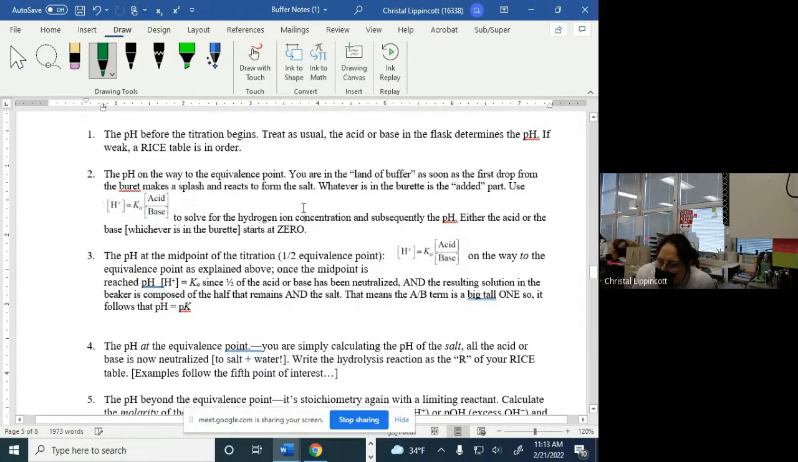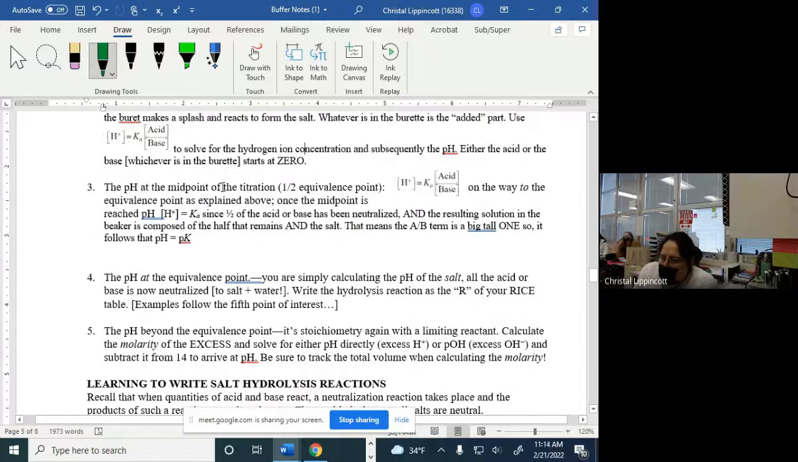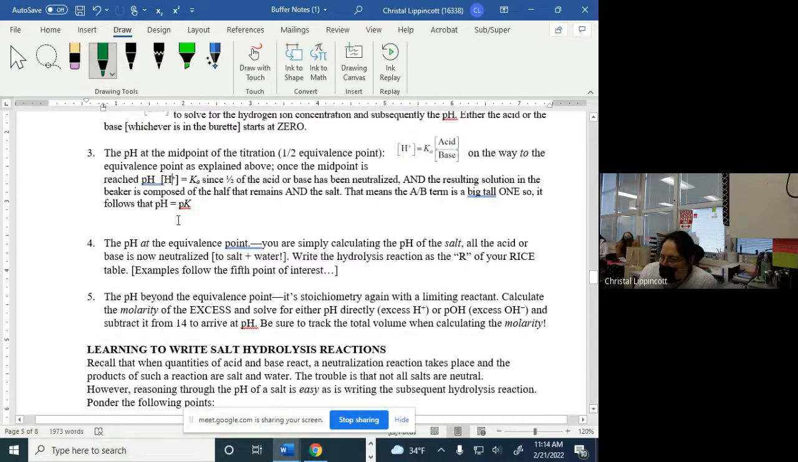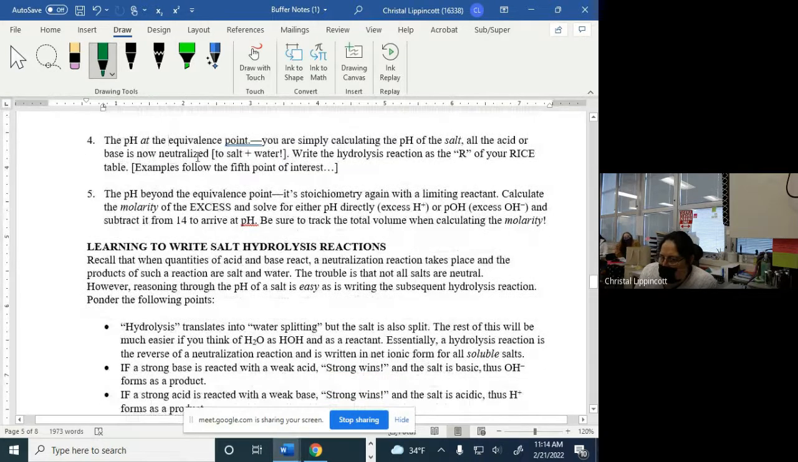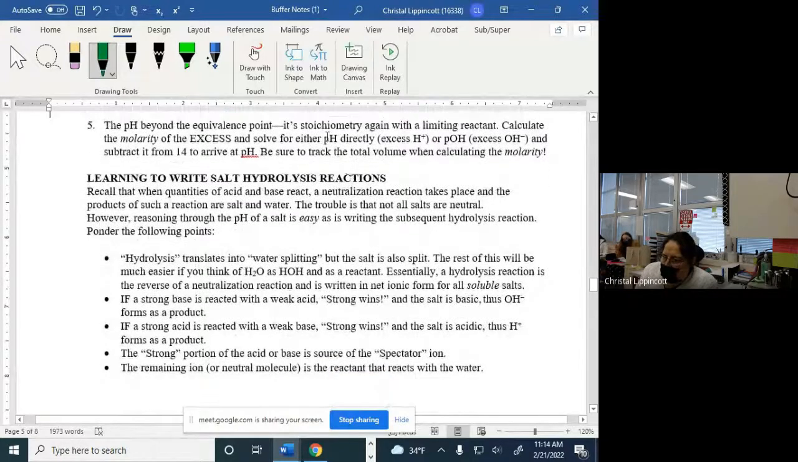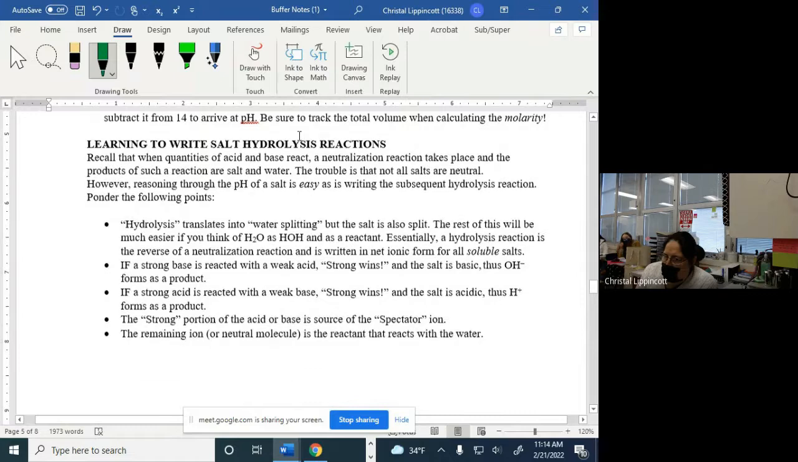All right, so pH at the midpoint of the titration is your half equivalence point. Remember that your pKa equals your pH at that half equivalence point. So that can be helpful. pH at the equivalence point, you're simply calculating the pH of the salt, since the acid is now neutralized. So you've got to look at, is it an acidic salt or a basic salt? pH beyond the equivalence point, it's usually stoich again with the limiting reactant. And then you're going to calculate the molarity of the excess and solve for either pH or pOH and then convert.